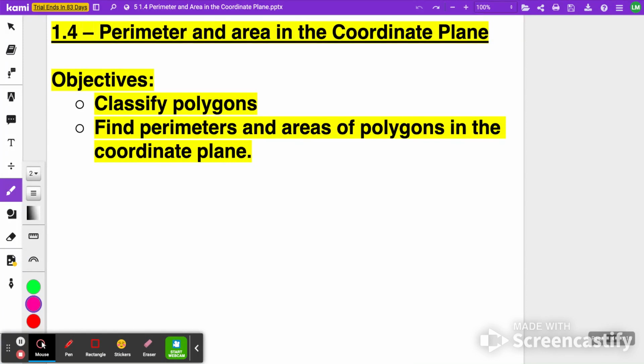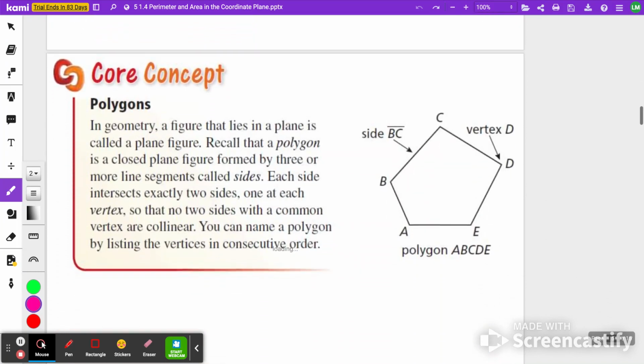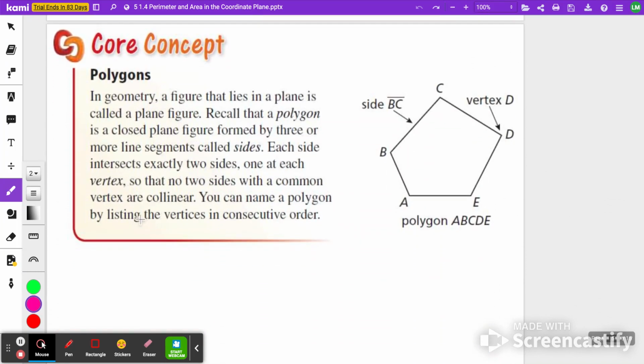Today, our lesson is going to be over 1.4, the perimeter and area in the coordinate plane. We want to make sure that we can classify polygons first, but then we also want to make sure that we can find perimeters and areas of those polygons in the coordinate plane. The first thing we're going to fill in on our notes are just our different vocabulary terms.